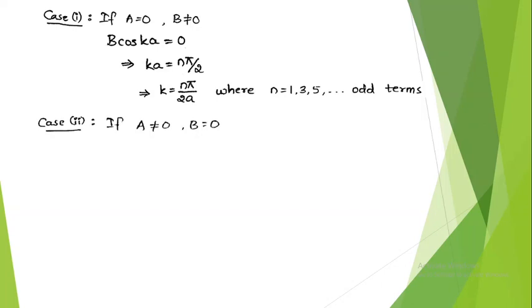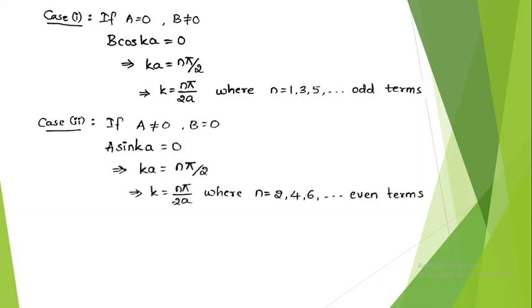In that case, if you substitute in equation number 5, we get A sin Ka equals 0. Here A is not equal to 0 but B is 0. That's why sin Ka will be equal to 0. So Ka will be equal to sin inverse of 0, which is equal to n pi by 2, where n is even numbers, that is 2, 4, 6 and so on. So K will be again equal to n pi by 2a.